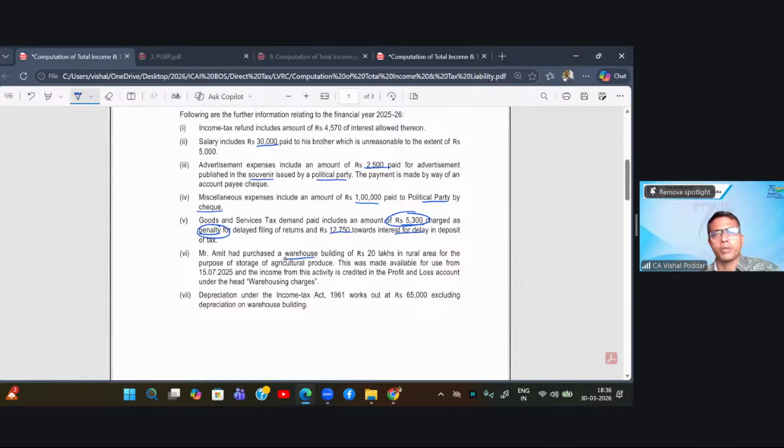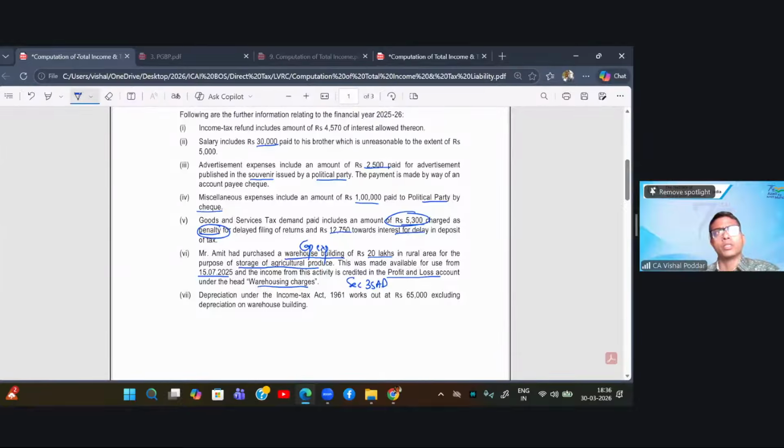Mr. Amit purchased a warehouse building. So no doubt this is a capital expenditure. 20 lakhs in rural area for purpose of storage of agricultural produce. This was made available for use from this date, and the income from this activity is credited to P&L account under the name warehousing charges. Now see, if you remember, there is something like 35AD, where storage of agricultural produce is covered in 35AD. So this income and this expense is treated as a special income and treated separately.